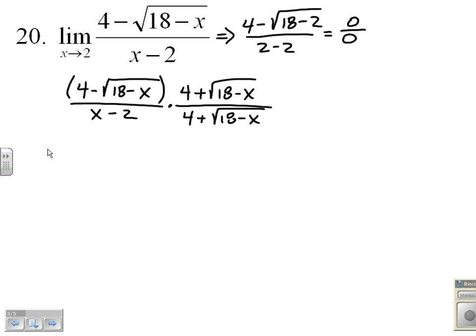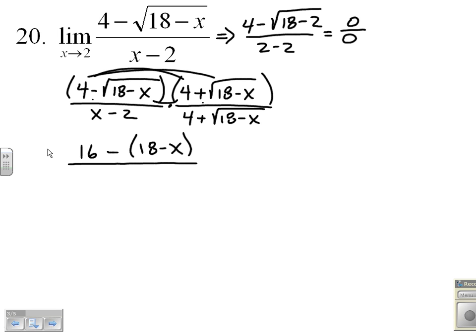So as I FOIL the numerator, I get a 16. I'm going to get 4 of the mess, but minus 4 of the mess. That's conjugate work for us. And I'm going to get a minus, careful here, minus times plus minus all of plain old 18 minus x. Those parentheses are pretty important. I'm not going to FOIL out the denominator.